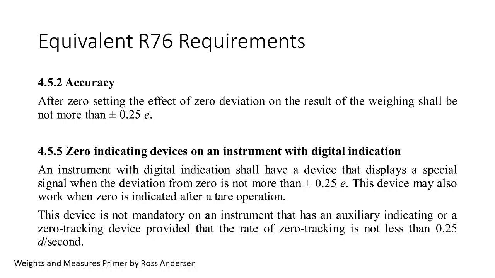This is a technical requirement directed to the manufacturer. For analog, it requires the manual adjustment permit zero setting within 1/4 E. For digital instruments, the manufacturer must ensure accurate 0 to 1/4 E after using initial, automatic, or semi-automatic zero setting devices. Section 455 is a requirement to indicate when the digital device is at center zero within 1/4 E.